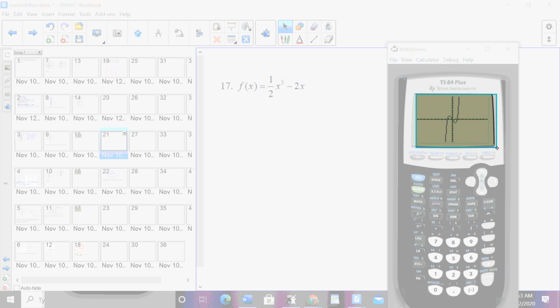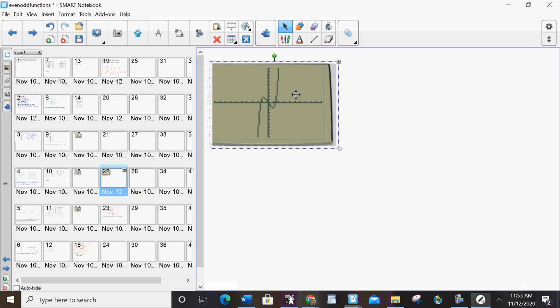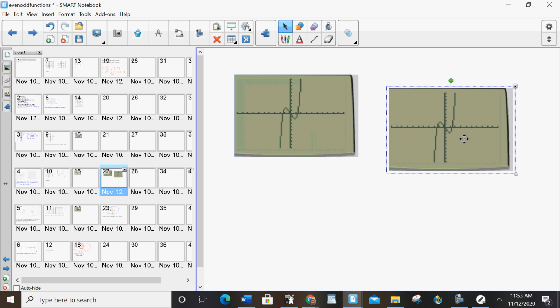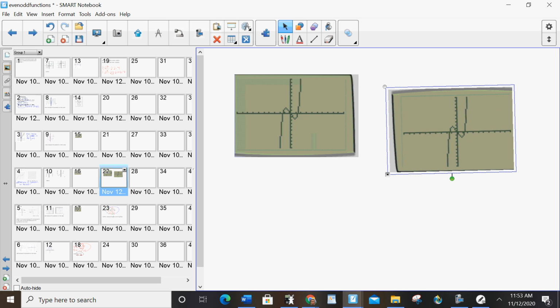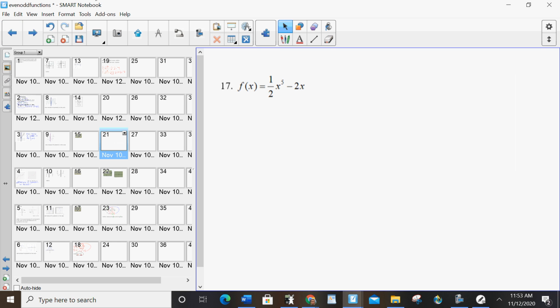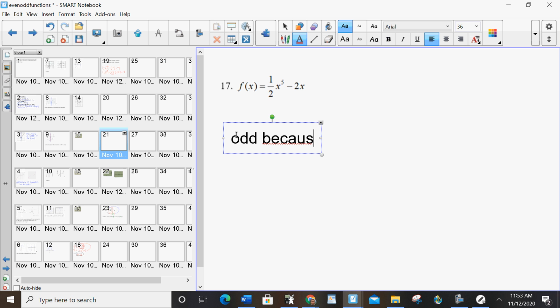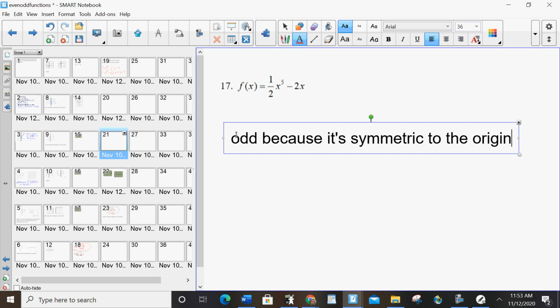If I turn it upside down, is it exactly the same as the original? Yes. So if I'm doing this graphically, then I would say odd because it's symmetric to the origin. So I gave you a little head start into the algebraic, but I didn't realize that I put these on the worksheet where these are graphically still. The next page is algebraically.